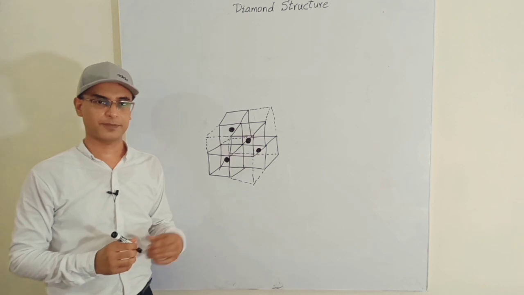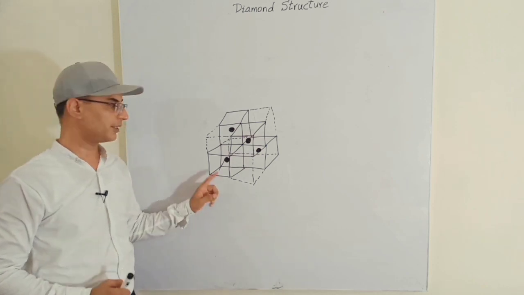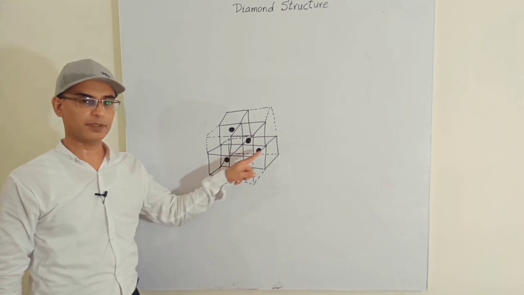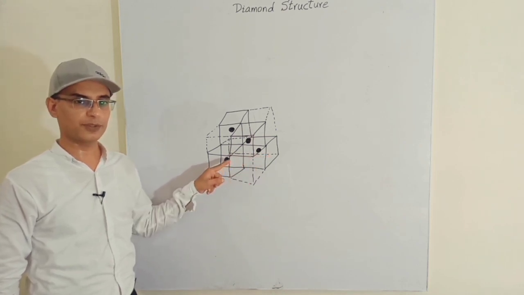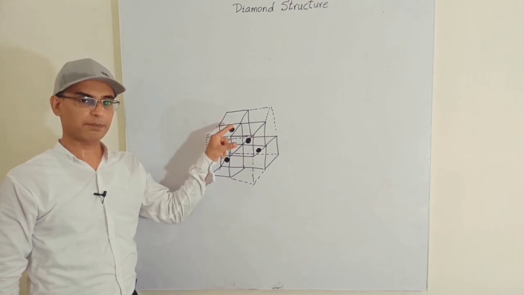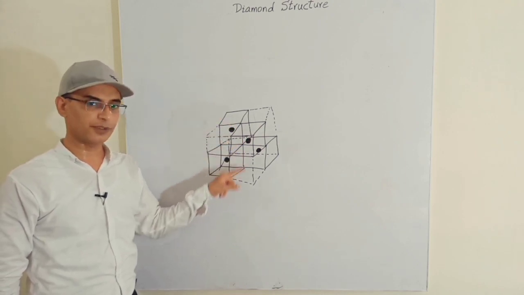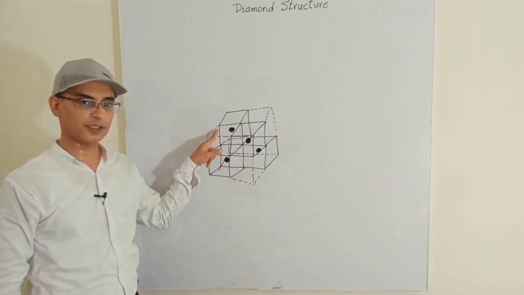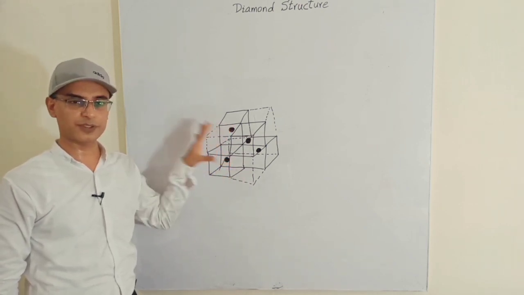Now there you go. What you can see from here is that you have two body-centered unit cells diagonally at the bottom and two at the top. If you look at the top, there are empty unit cells at the bottom. And when you look at the bottom, there are empty unit cells at the top. So this is one way to construct a diamond structure.